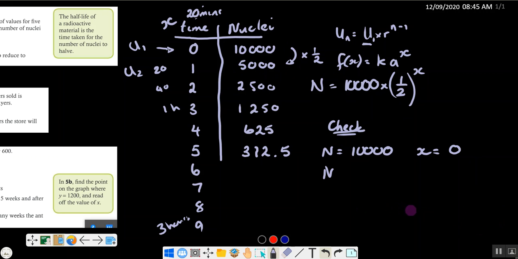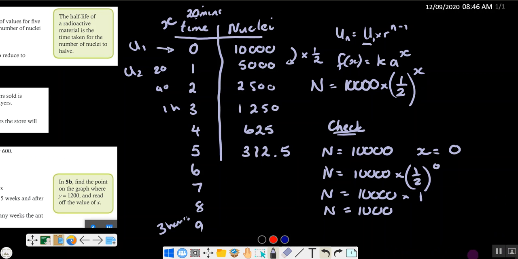So let's do n equals 10,000 multiplied by a half to the power of 0. And what do I get? n is 10,000 multiplied by 1. So n is 10,000. Now, of course, you don't need to do that every time. Maybe just a mental check that I've got the right thing. But I've just checked that I get the right thing.